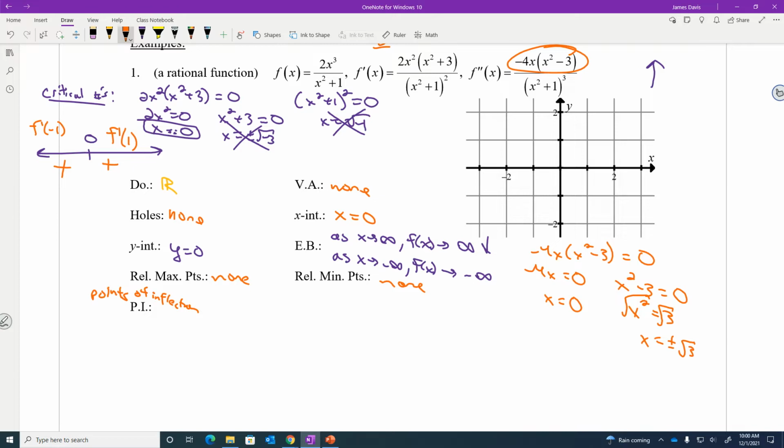So we got 3 so far. We also need to check the bottom. Set this equal to 0. X squared plus 1 cubed equals 0. For that one, it's going to be nothing again because you're going to have to go to the cube root, subtract 1 and get the square root of negative 1. So, nothing there. So we do have 3 points of inflection. X equals 0, positive radical 3, and negative radical 3.